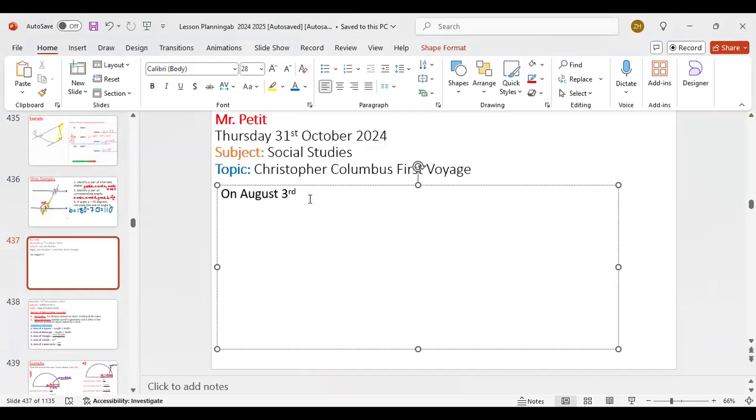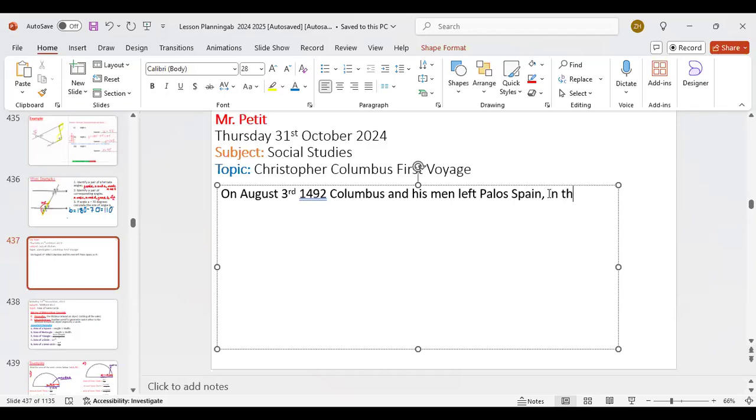On August 3rd, 1492, Columbus and his men left Palos, Spain. Where did they leave? Palos, Spain.